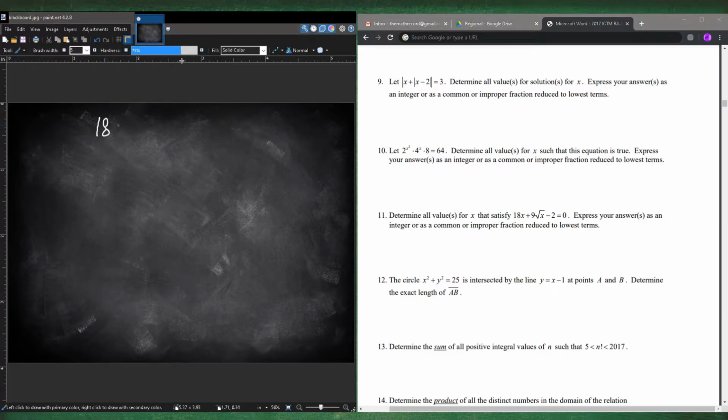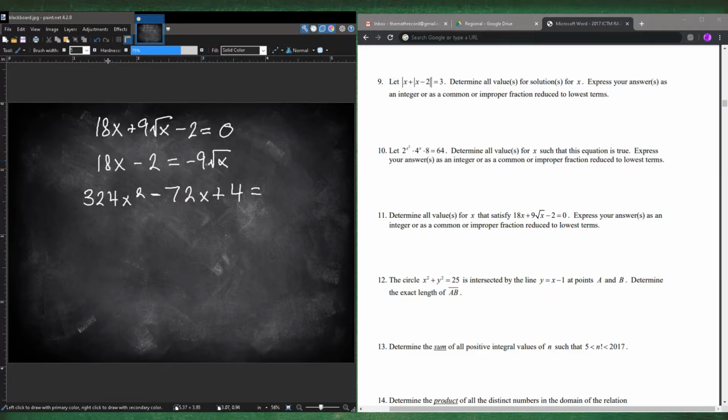So we have 18x plus 9 square root x minus 2 is equal to 0. One way you could do this is to isolate the square root x and the x. So you have 18x minus 2, and then the 9 square root x moves to the other side. So 18x minus 2 is equal to negative 9 square root x. Okay, and then you could square both sides. So 18 squared is 324 x squared, minus 72x, and then negative 2 squared is plus 4. And then 9 times 9 is 81 times x, right?